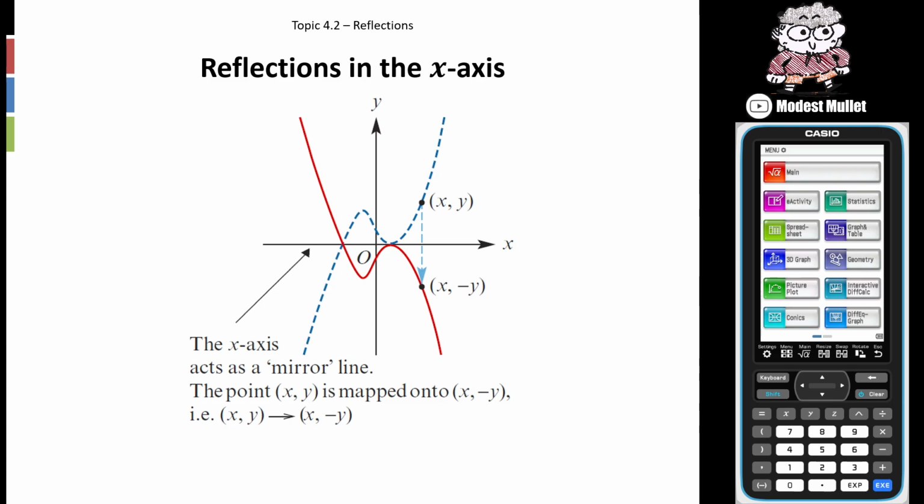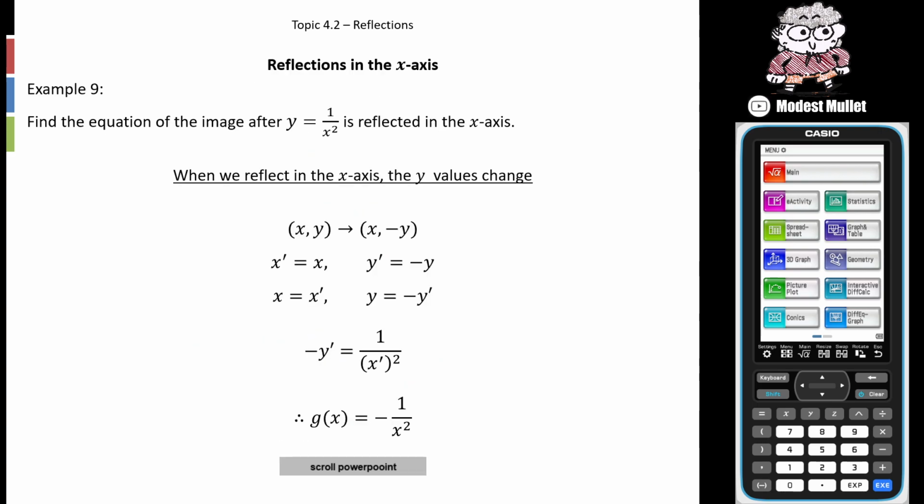So reflections, when we reflect in the x-axis, means we are flipping about the x-axis. So what's happening to the coordinates? Well, the x-coordinate stays the same, the y-coordinate is just made negative. So that's what we can think of in terms of our mapping. X-coordinate stays the same, y-coordinate is made negative when we reflect about the x-axis.